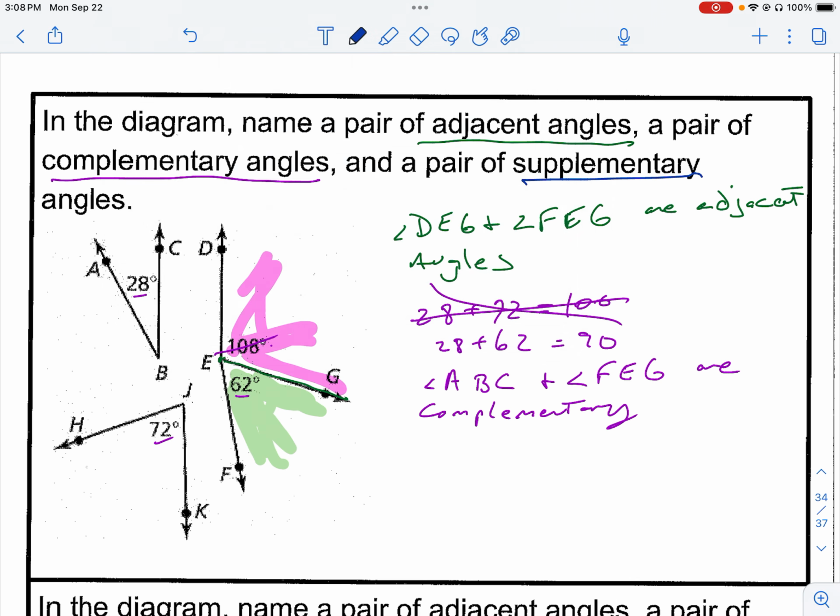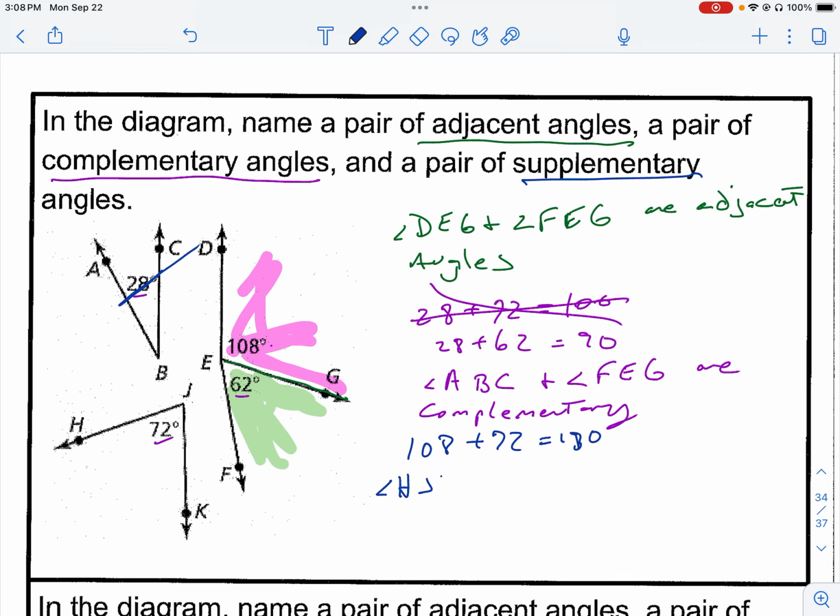Now we need to find our supplementary angles, which need to add up to 180. So two angles that add up to 180, well, 28 and 108 is 136, so 28 is not big enough. So it's 108 plus 62, that's 170. So 108 plus 72 equals 180.